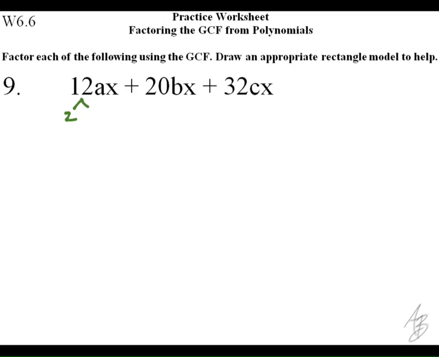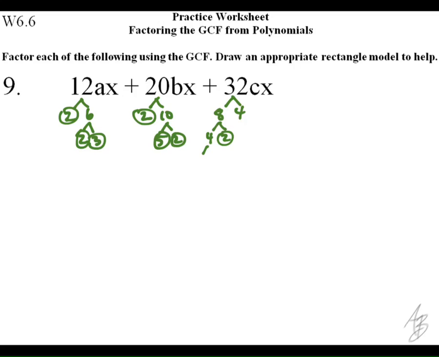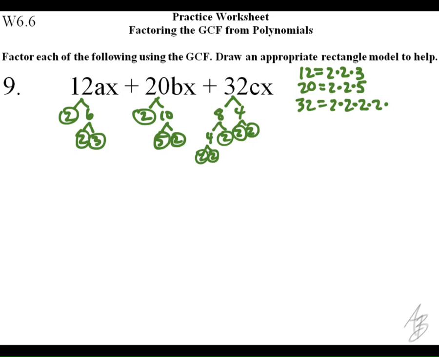Factor trees. 2 times 6, 2 times 3, 2 times 10, 5 times 2. Ooh, gonna be a lot of 2's here. 8 times 4, 4 times 2, 2 times 2, and 2 times 2. We're going to have 12 equals 2 times 2 times 3. 20 equals 2 times 2 times 5. And 32 equals 2 times 2 times 2 times 2 times 2.